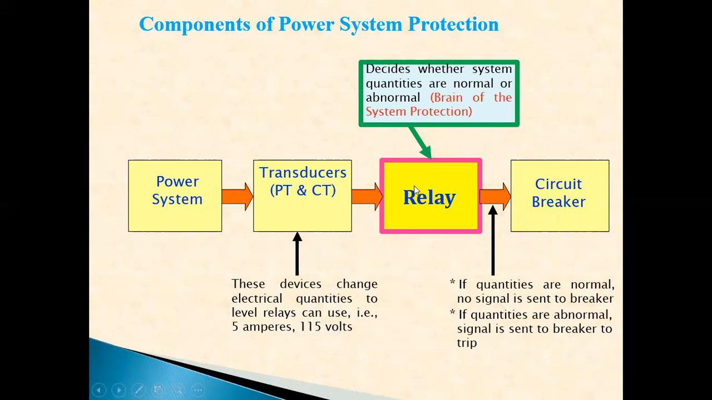Relay decides. Then next one is the relay. It will decide whether the system quantities are normal or abnormal. It is the brain of the protection system. Then circuit breaker. If quantities are normal, no signal is sent to the circuit breaker. If quantities are abnormal, then a signal is sent to the circuit breaker to trip.